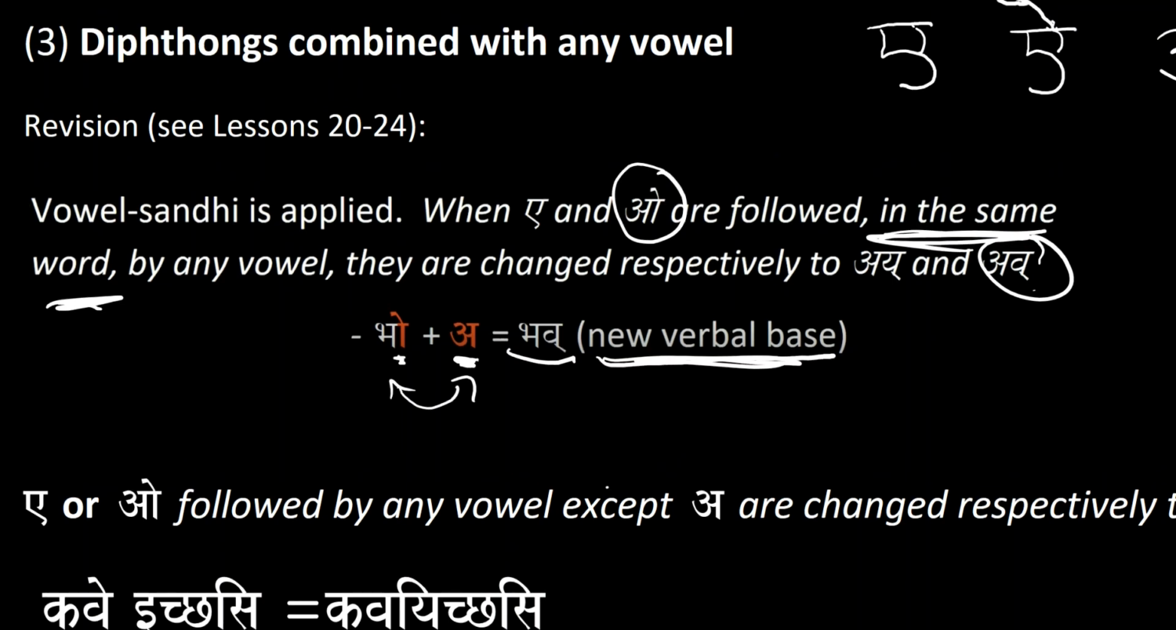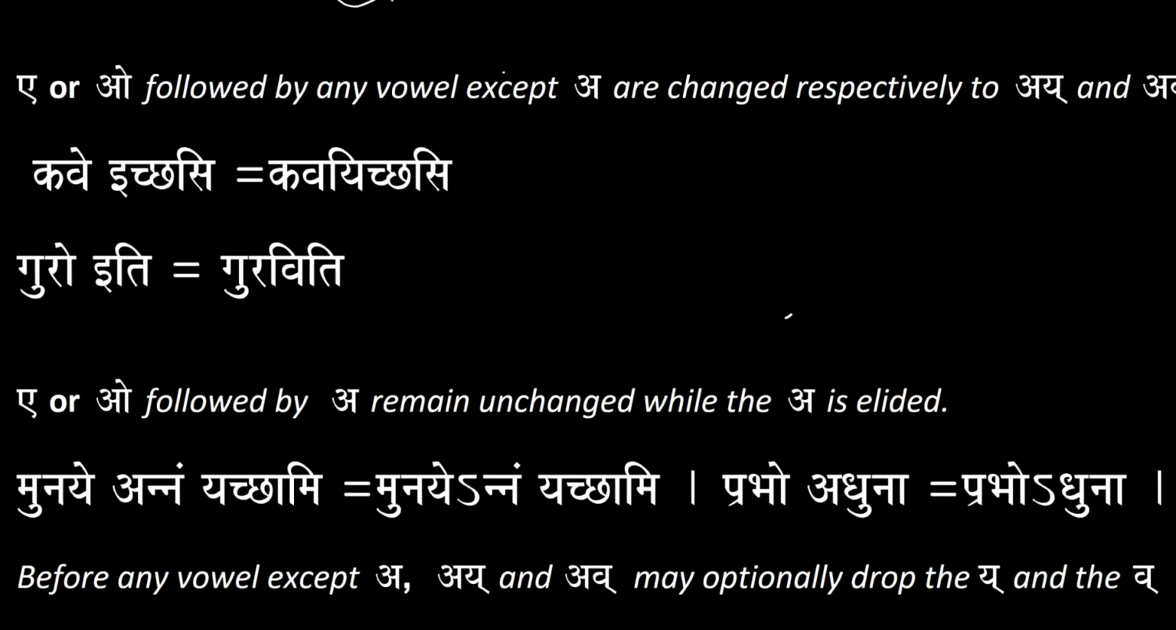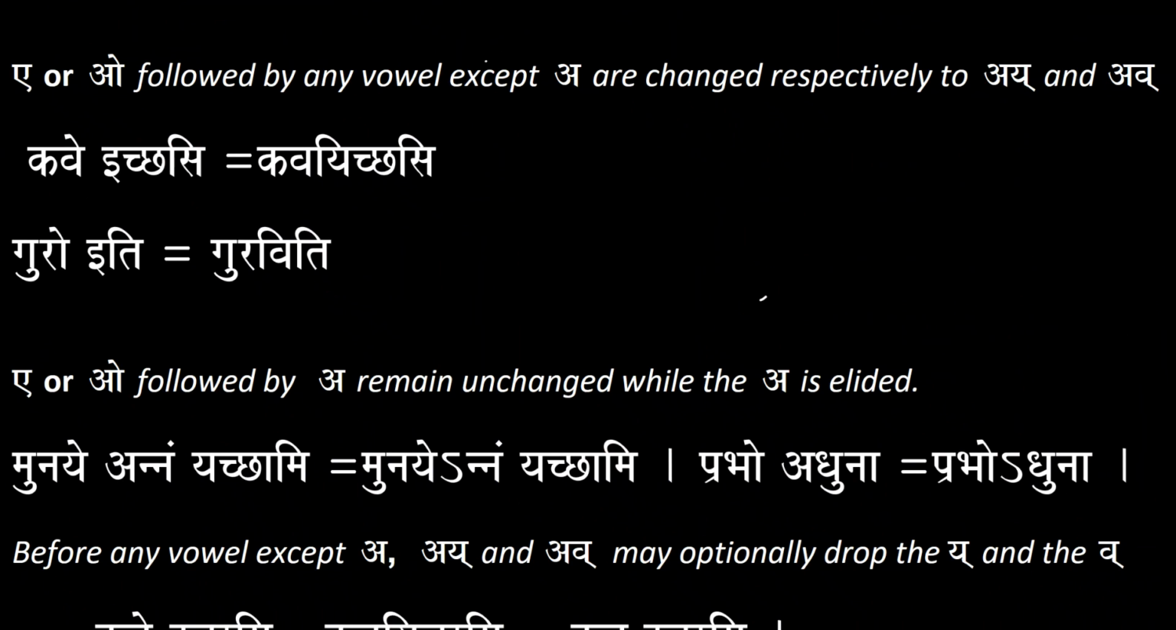But your question should be, now, what would happen to the vowels if they were not in the same word? What if these vowels are in two separate words? What would happen to e and o then? What would happen to those diphthongs then? And that is what we're going to learn. So when they're in two separate words, e or o followed by any vowel except a are changed respectively to ay and av. So here we're not talking about the same word. These are two separate words here, okay, in our example sentence.